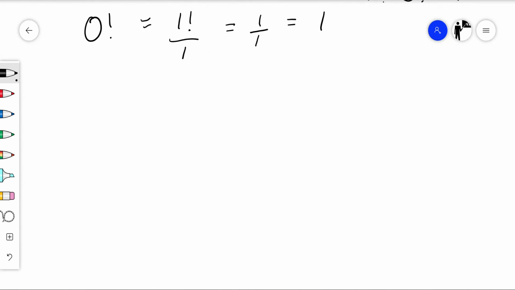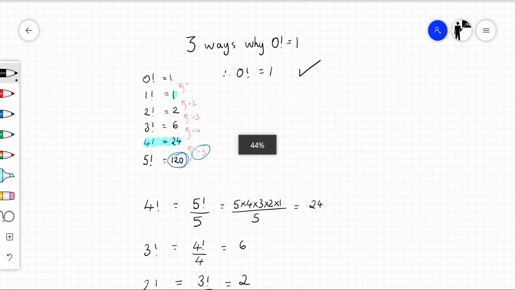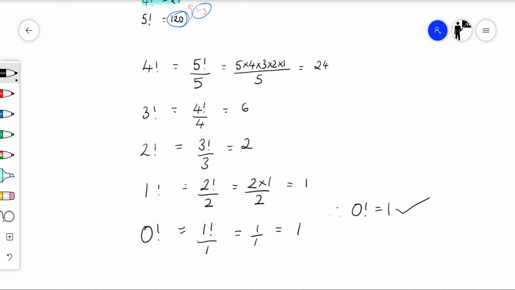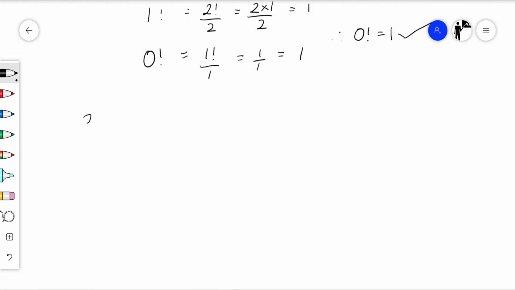Way number 3 is almost like a... Wait, let's label these. This is way number 1. This is way number 2. Similarly, way number 3. Let's think about if we've got 3 objects. A black dot, a red dot, and a blue dot.